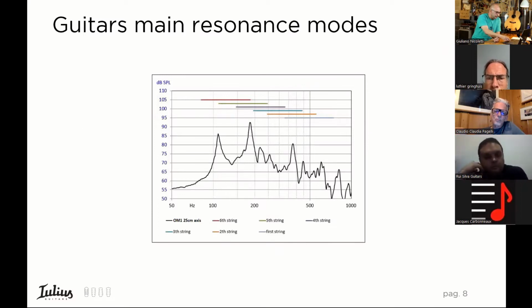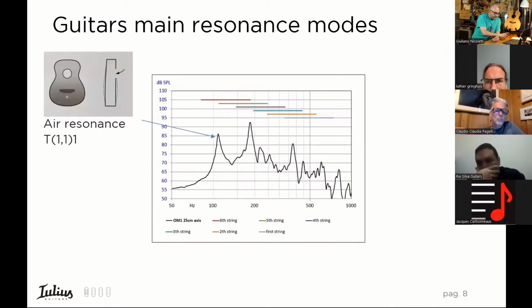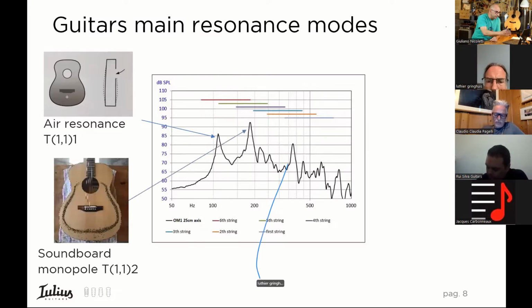So in the frequency response, the first peak that we see usually is the air resonance. In this resonance system, the spring is the air within the box and the mass is the quantity of air that is inside the opening. And it is producing a resonance that is always centered around 100 Hertz, more or less. We will see later the usual frequencies. The second peak is the soundboard monopole.